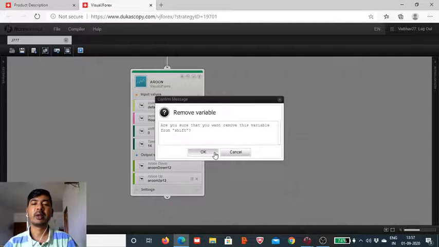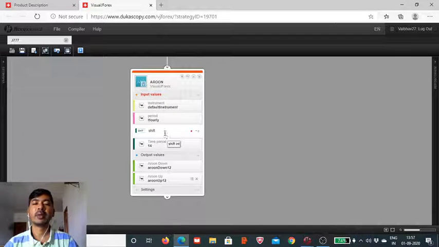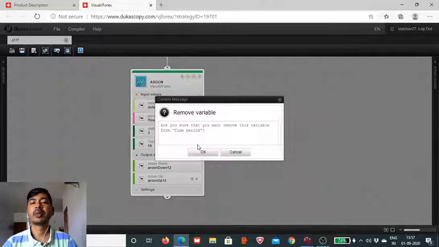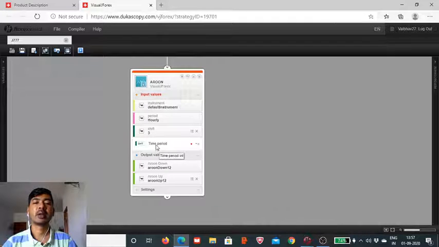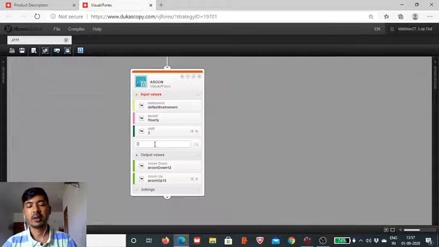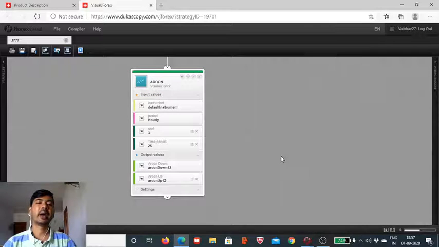So for example, if we write 3, then the output values which will be fetched by the indicator block will be the output values 3 hours back for the AROON indicator. Now here we have to change this time period also to 25. So this indicator block will be gathering the data for the last 25 hours.